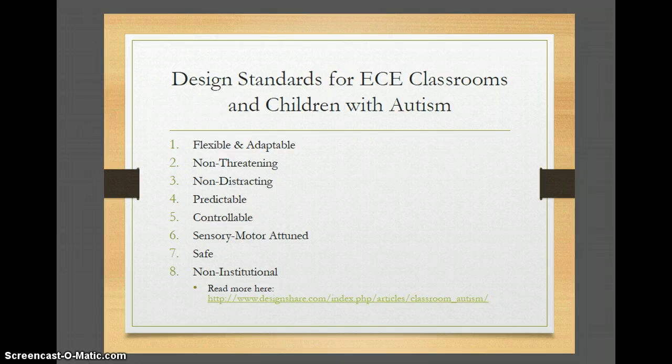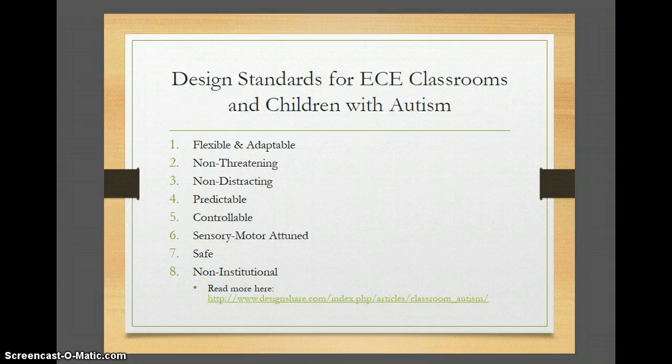We want it to be non-distracting. This includes all sorts of distractions. This includes visual distractions. Are there too many bright things on the walls everywhere? This includes sounds. Even things like fans and air conditioners, things we might not normally notice. And this can even include smells. Smells can be very distracting for the child with ASD, so we want to try to minimize those as much as possible. Again, we want things to be predictable.